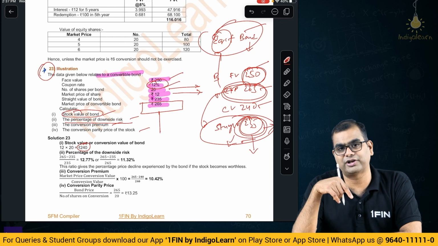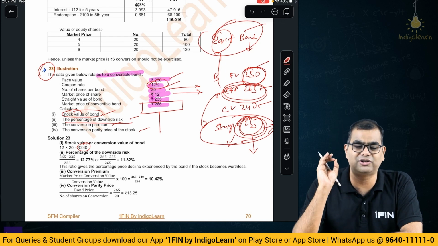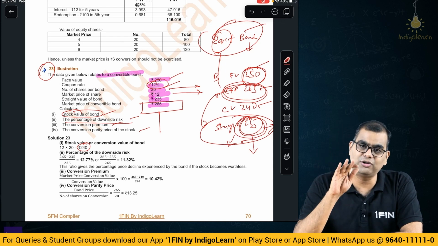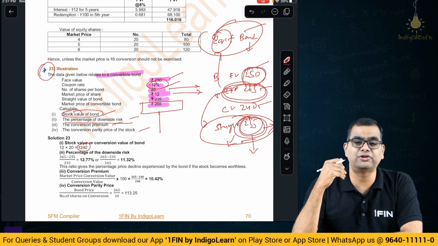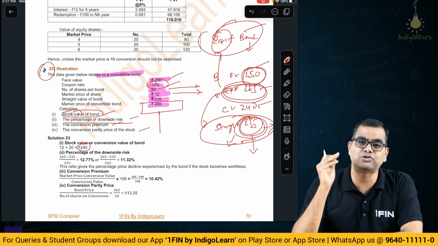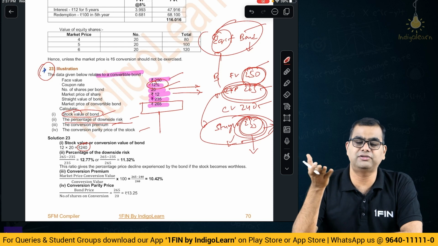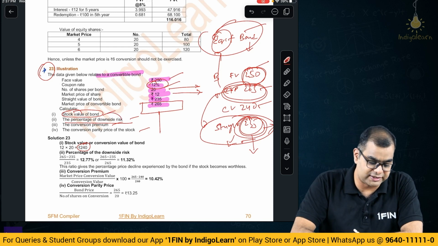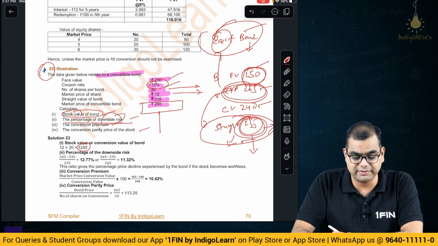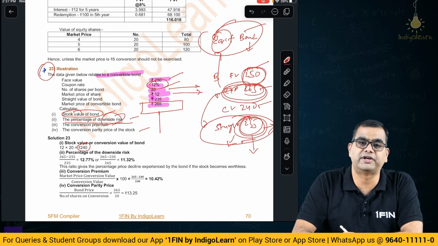Now, there is also one more argument. If the company goes bust, the lowest value that you will get is 0. But we are looking at this on a going concern basis. We are not looking at a scenario where the company is going to go bust. If that is the case, then the value of the bond is 0. But here the downside risk is purely on a going concern basis. The price can fall down from 265 to 235.